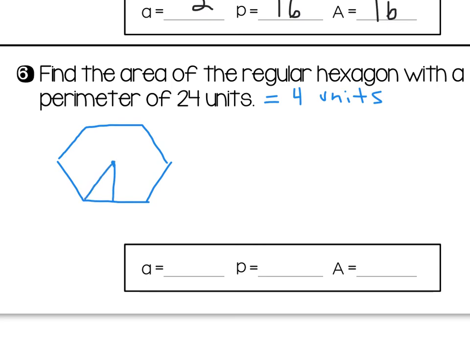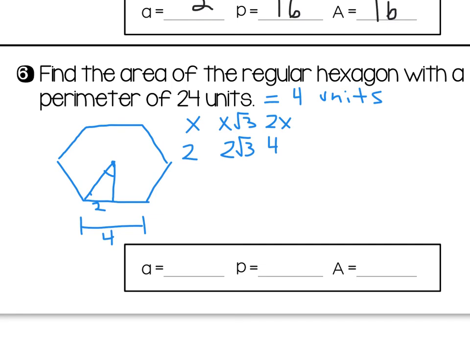Each side is going to be 4 units, which means the little part of my triangle is 2. And remember, it's a 30, 60, 90, so we have x, x root 3, 2x. This is the one opposite the 30-degree angle, so 2. Opposite 60 is 2 root 3. And my hypotenuse is, yes, I'm a math teacher and I can in fact multiply 2 times 2, which would be 4. I don't need my hypotenuse, though.